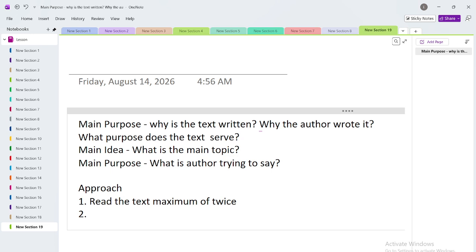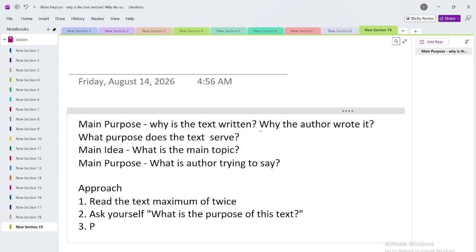And then, similar to main idea questions, ask yourself, what is the reason this text is written, or what is the purpose of this text? What is the purpose of this text? And then, after asking yourself, just like we did in main idea questions, predict the answer. Predict the answer.